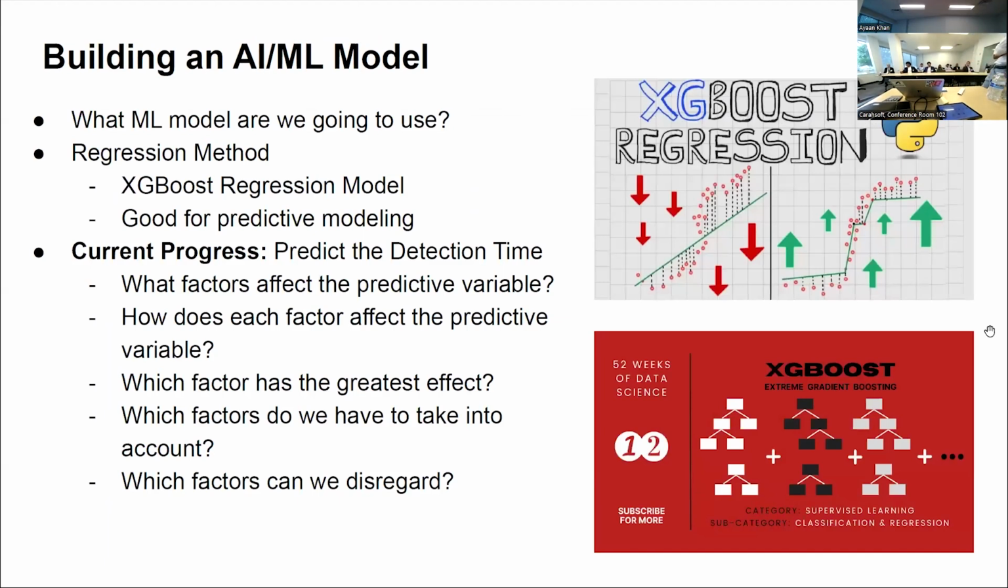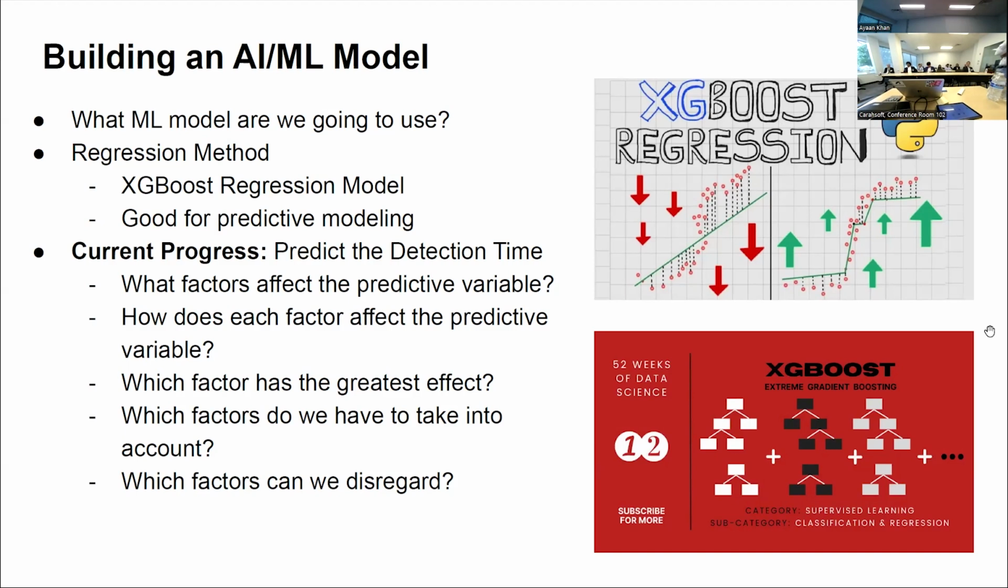So the question we had to ask ourselves after collecting data was, what ML model are we going to use? We decided on the regression method, and to be more specific, we use the XGBoost regression model offered by Amrita's ML modeling system. We decided on this because it's good for predictive modeling, classification, and ranking. Our current goal is to predict the detection time.